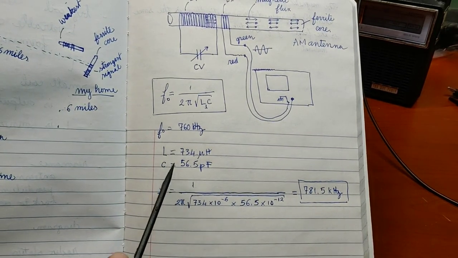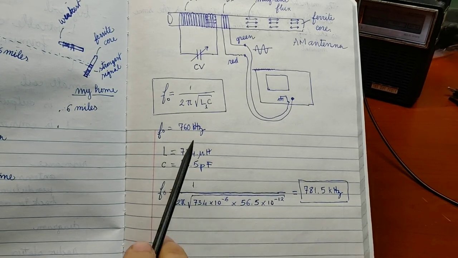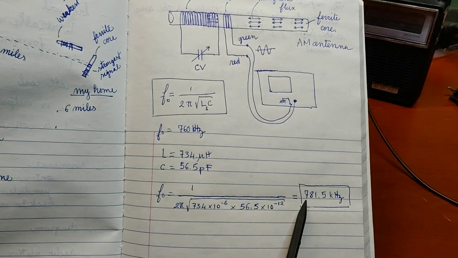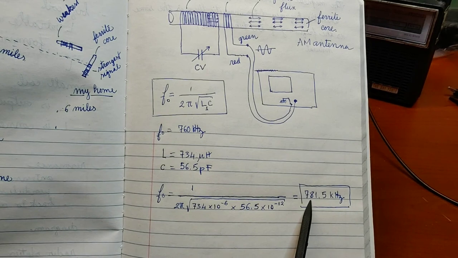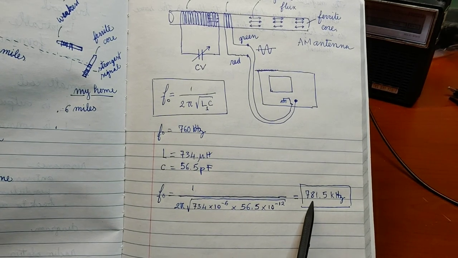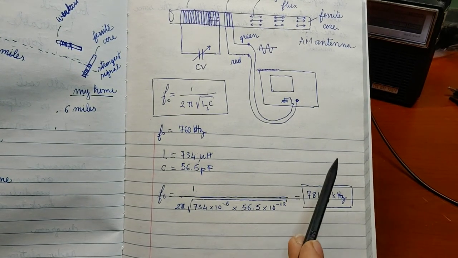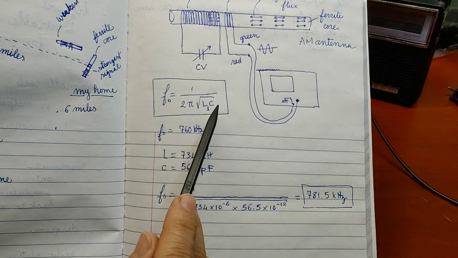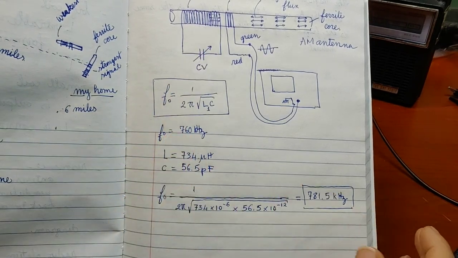Replacing the values of L and C into this equation, I got 781.5 kilohertz. That's very close to the 760 kilohertz. I just verified the equation to calculate the natural frequency of the LC tuned circuit.